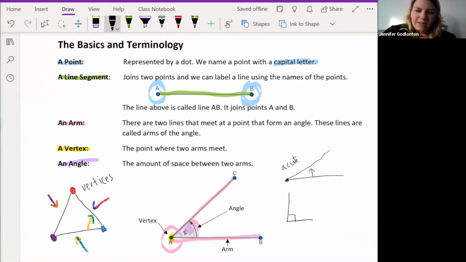Then we've got that angle. So it is a 90-degree angle. What other word do we use when we have a 90-degree angle? Tumelo, yes.